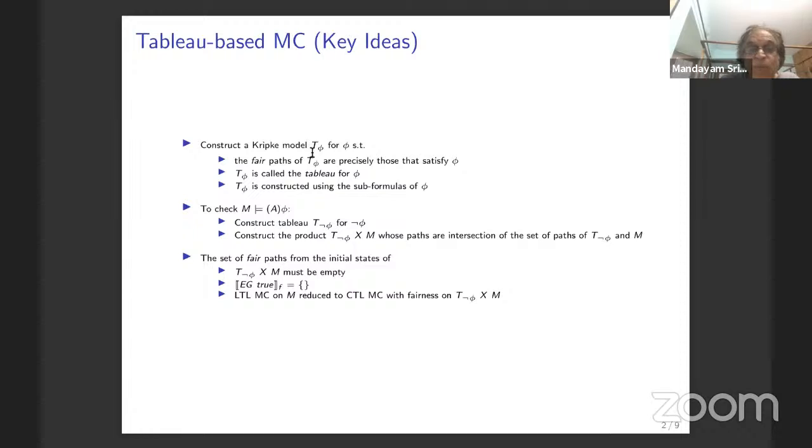So once you can construct this T phi, or T naught phi, by hand and do this product, then you can just check whether EG of true under the fairness condition is empty or not on your CTL model checker that you've already implemented. Okay. So any questions?